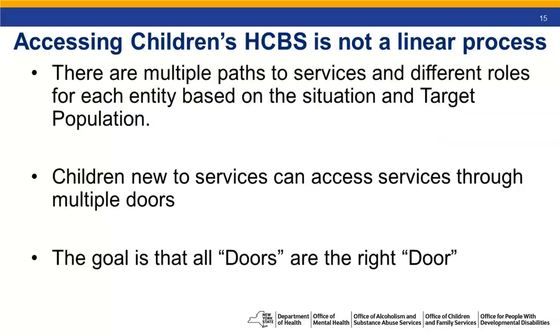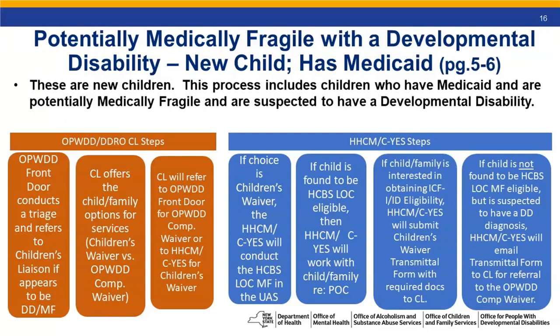Children new to services can access services through multiple doors. And our goal is that all doors are the right door so that children and families receive the services that they need in an expeditious manner and they're not left wondering, where do I go for access and support. And you'll notice if you're looking at the manual, we've drafted many of the flows as if the first contact were the DDRO. That may not be, and obviously if they're coming directly to the health home, you're going to skip some of those first steps. So just keep that in mind as you're working through the manual.